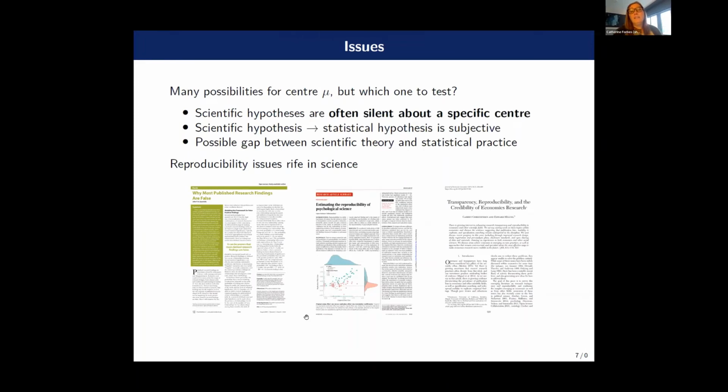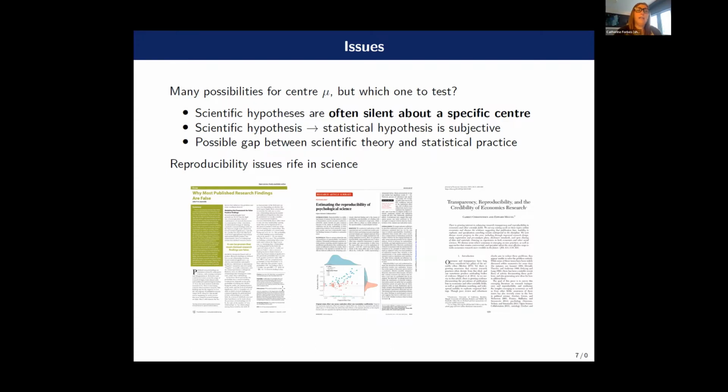So there are actually many different measures of center that we could test, and it is a decision which one to test. And of course, there's often not much guidance in the scientific area as to which center would be the most relevant one. Or indeed, if there is only one, maybe there are more than one. And how do we even consider that when we're in the process of making that translation to the statistical hypothesis?